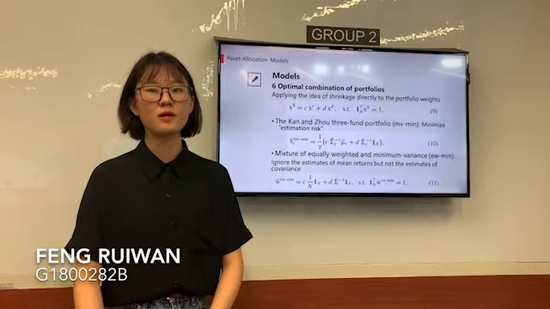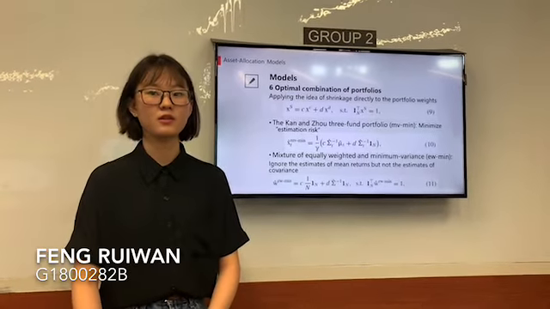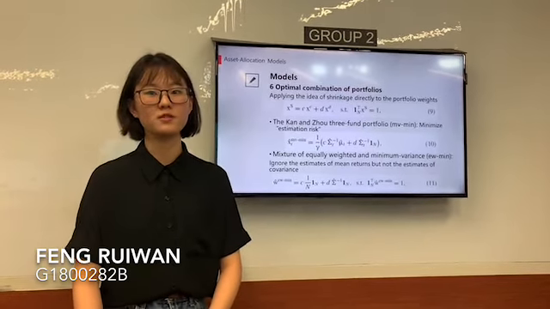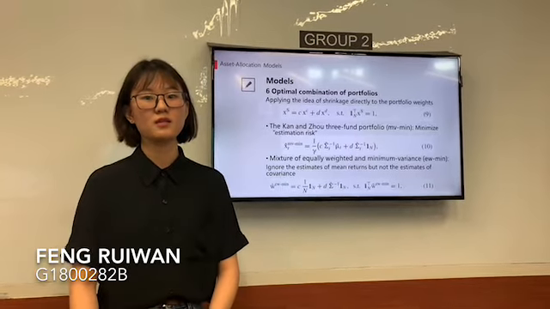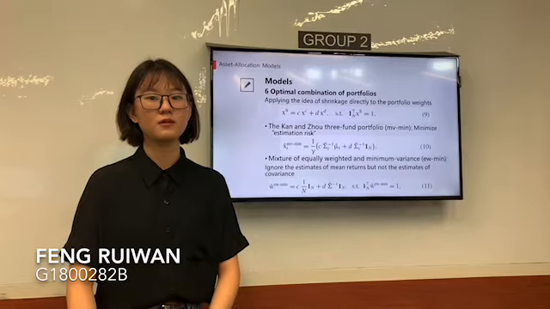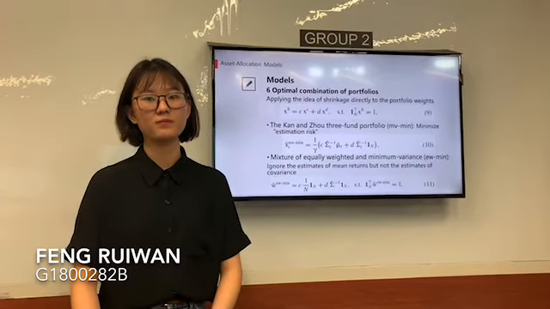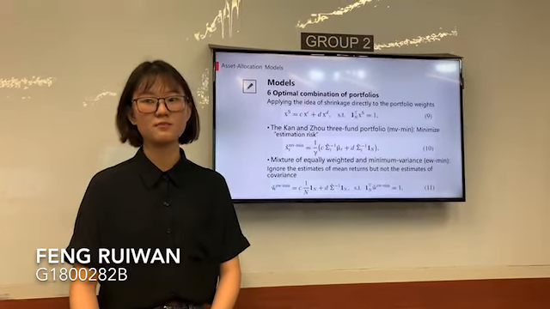And this paper also raises another kind, which is the equally weighted portfolio with the minimum variance portfolio, which can avoid estimating the mean returns. And the C and D is actually obtained to maximize the investor's expected utility.